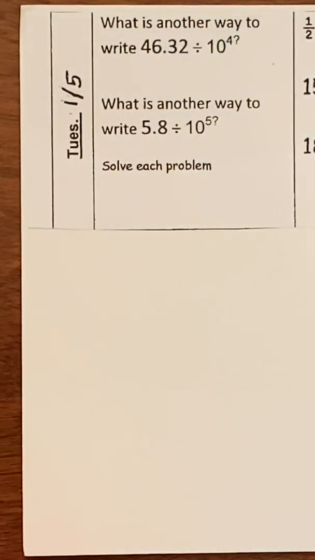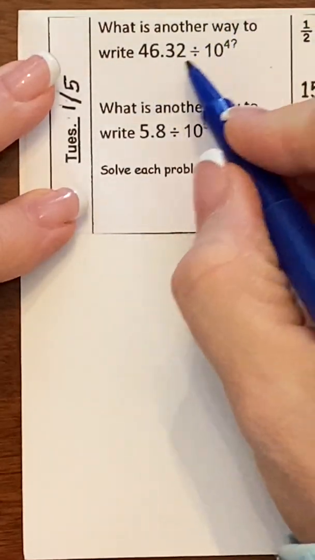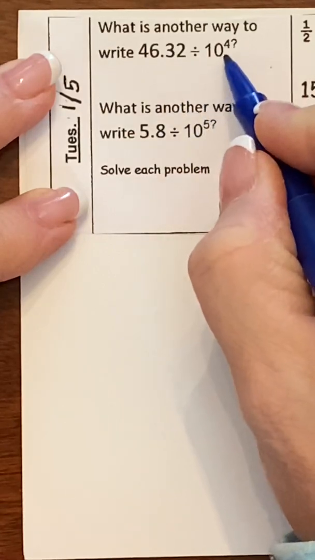Now we're going to move on to Tuesday, January the 5th, 2021. So this problem says, what is another way to write 46 and 32/100 divided by 10 to the fourth power?